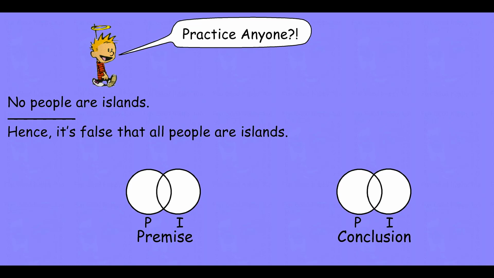Let's start with our premise first. No people are islands. We're starting in Boolean logic. In Boolean logic, we make no assumptions about whether or not there are people or whether or not there are islands. So we say, look, I don't know if there are any people. I don't know if there are any islands.